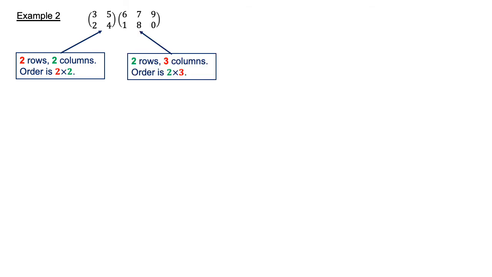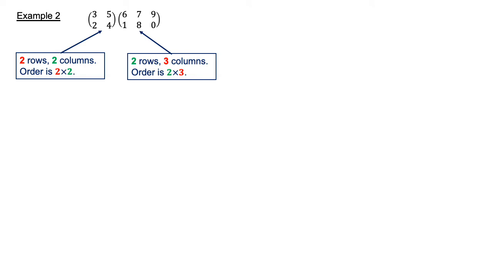Let's have a look at this second example, where my second matrix is a 2 by 3. Again, the first thing I've got to do is check if they can be multiplied. The first matrix again is a 2 by 2. The second matrix is a 2 by 3.